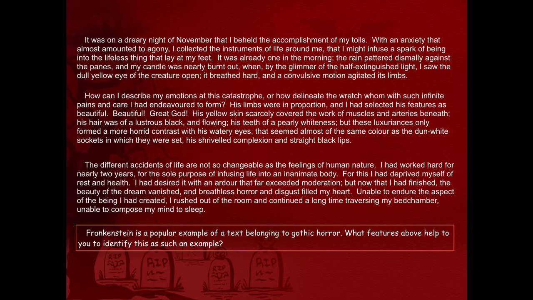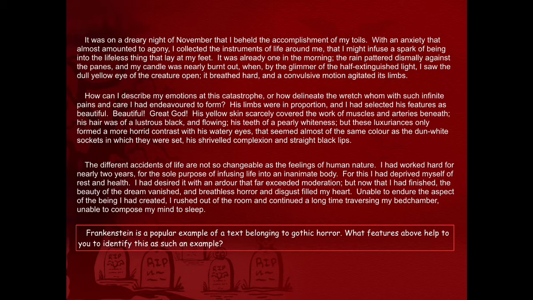So this description is very grotesque, with a lot of juxtaposition and contradictions. It has lustrous hair, but then yellow skin. Even though his teeth were pearly white, his skin was dun, and a dun white is almost a gray. All of these are really grotesque because of all the contradictions there.